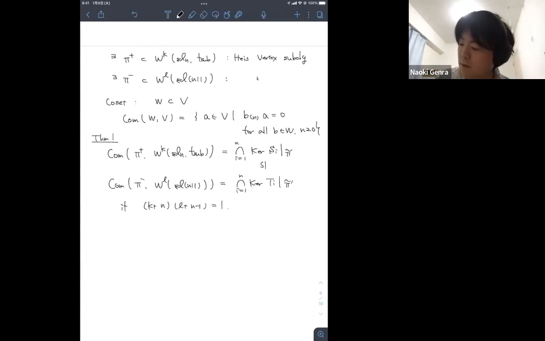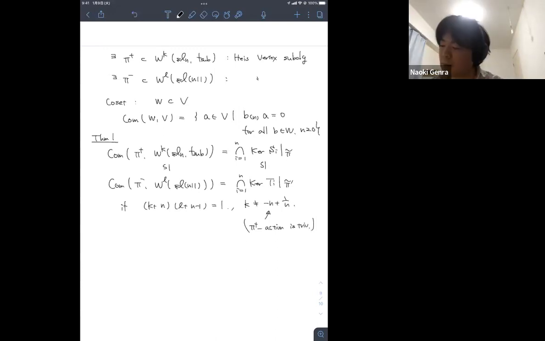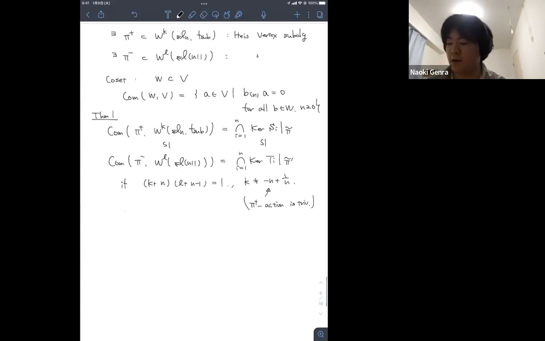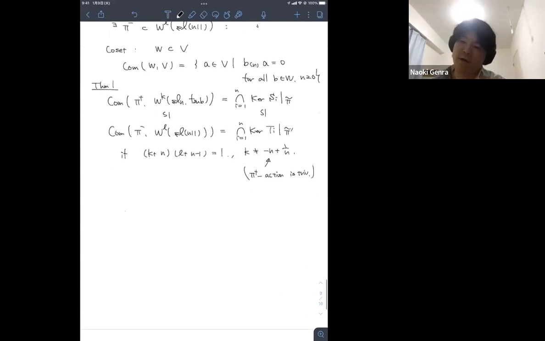So this means if we take the Heisenberg coset, we obtain the isomorphism. In fact, we need to remove minus n plus 1 of n. In this case, the pi plus action is trivial. So this means that the commutant is the W-algebra itself, not smaller than before. This case is very special, but anyway, we obtained this isomorphism. This is the first of several.